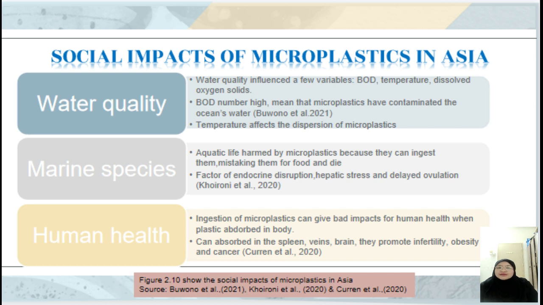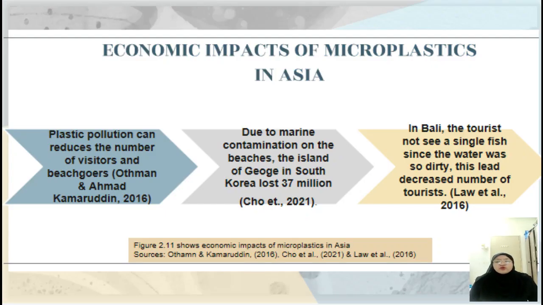Third impact is ingestion of microplastic, which can have a bad impact on human health when plastic is absorbed in the body. Curran et al. 2020 state that microplastic can be absorbed in the spleen and brain, and it can lead to cancer for humans. Figure 2.11 shows the economic impacts of microplastic in Asia.